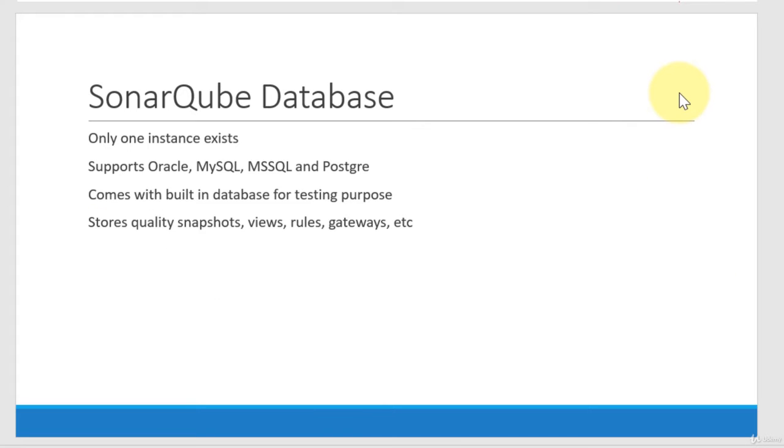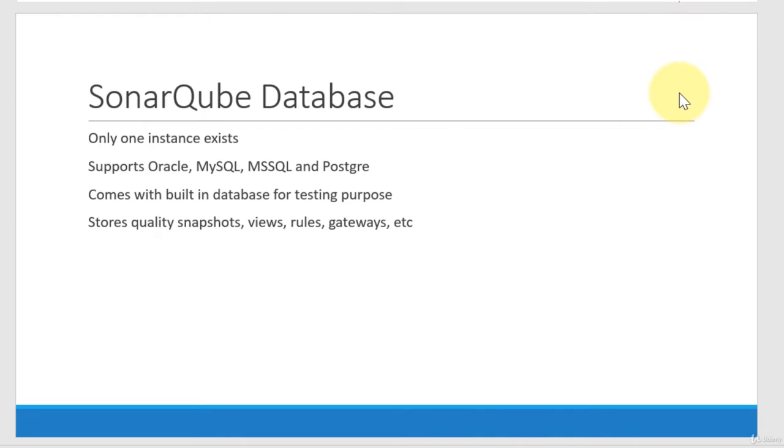For the database, there will be only one instance, and it can be Oracle, MS SQL, MySQL, or Postgres. It has a built-in database, but that can be used only for testing purposes. It stores all the quality snapshots, rules, and gates. All this we will be discussing in detail, but it stores all the information that is required by the Sonar instance.